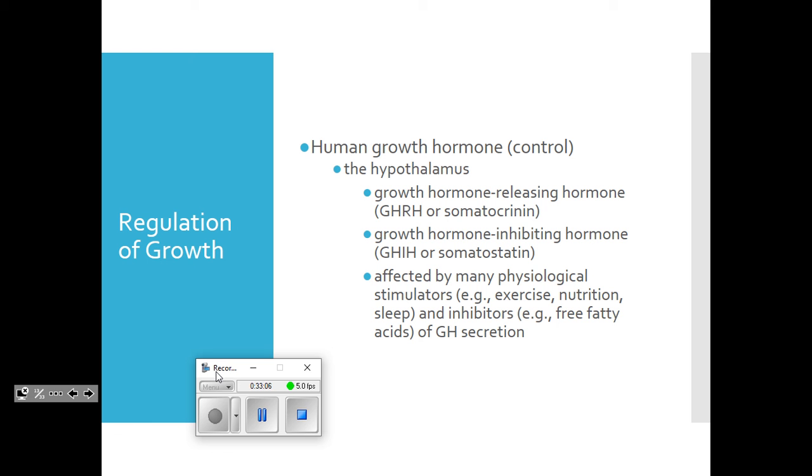So if I consider the control, how is this hormone managed? How does your body know to make it or to not make it? We start with the hypothalamus. The hypothalamus is the beginning point for basically everything. There is a releasing hormone called growth hormone releasing hormone.